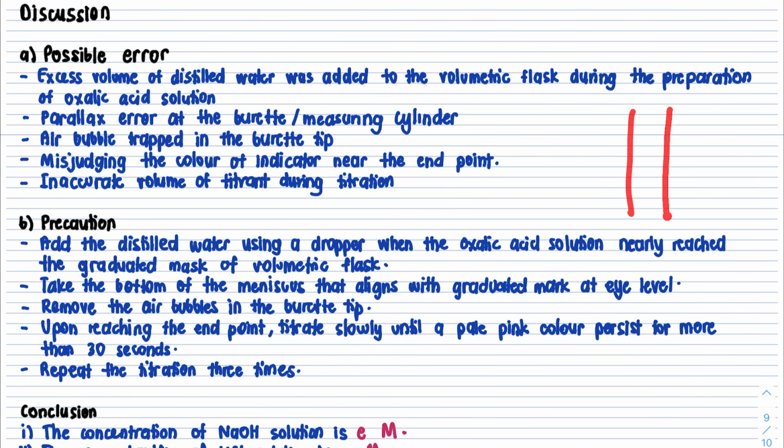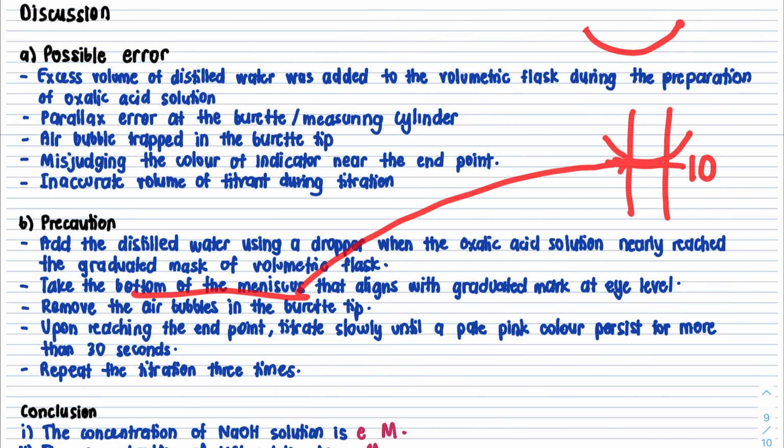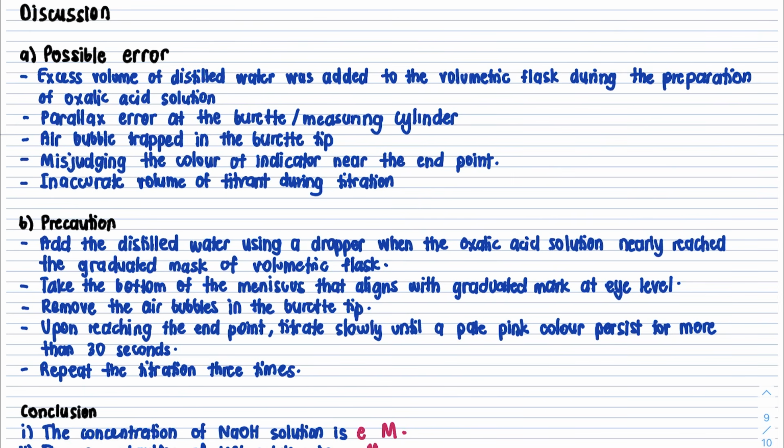Make sure eye level. For the measuring cylinder, usually we put it on a flat surface lah. Okay, so make sure, contohnya sini is our 0 ke 10 ke, the bottom of the meniscus level, the bottom of the meniscus is this one. It means that the curve one must align lah. Make sure at eye level. Yang ni yang paling penting.